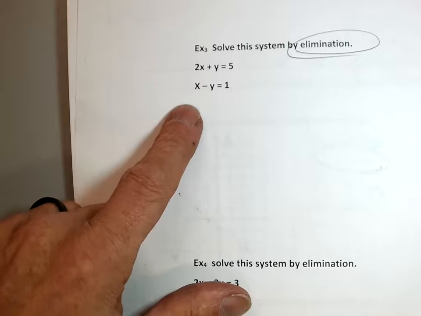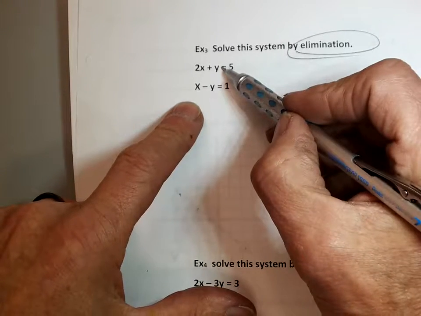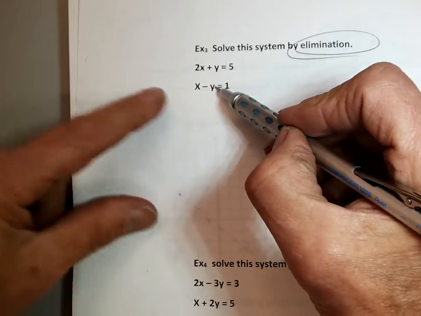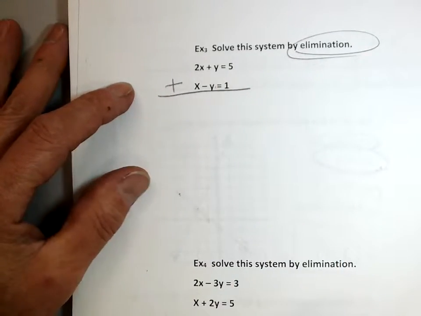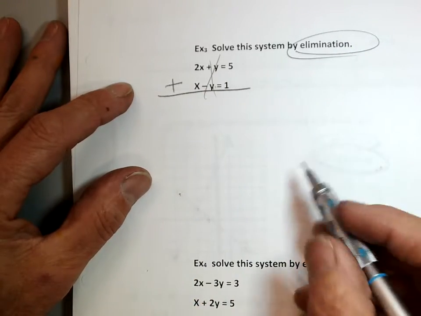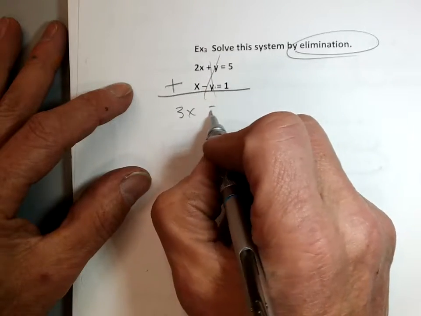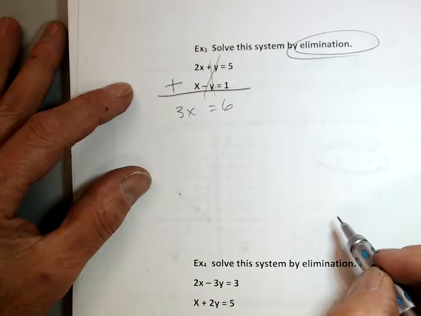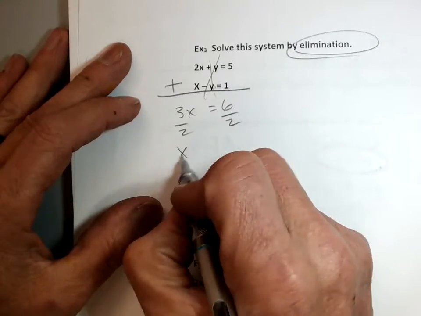So when I look at this one, I made an easy one on purpose. I see a y and I see a negative y. If I were to just add them straight down, the y's would cancel, right? So then I'm left with 3x equals 6. Solve for x, divide by 2, x is equal to 3.